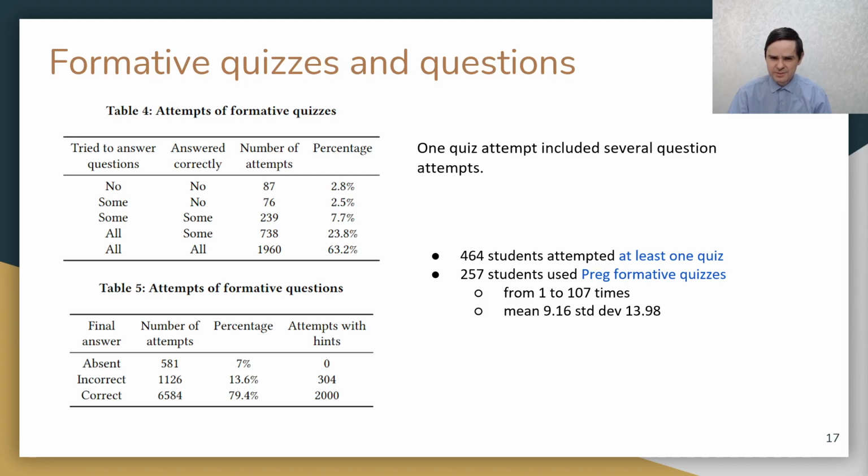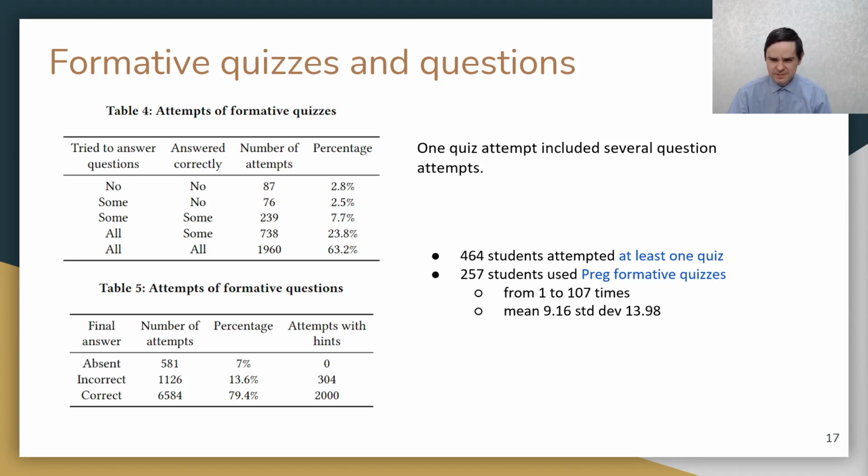Answering only some questions was a valid tactic to use in formative quizzes because you receive all kinds of questions about the given topic when you start a quiz attempt. Less than 3% of students attempted to answer questions but didn't find any correct answer. On the question level, almost 80% of the attempts resulted in a correct answer. About 1/3 of them used hints.